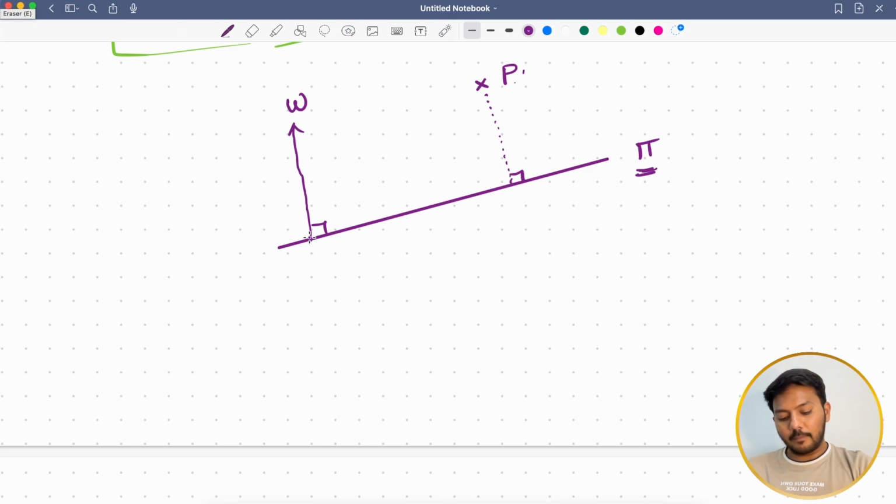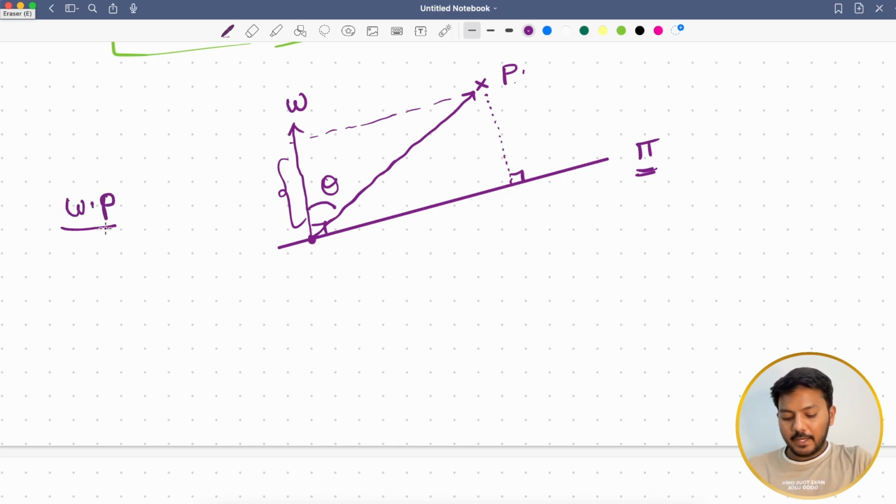So from this point, I will draw a straight line like this, and this angle is called theta. And what is the distance? This is my distance, which is the same as this one. So this would be W dot P by modulus of W. So this is my D.